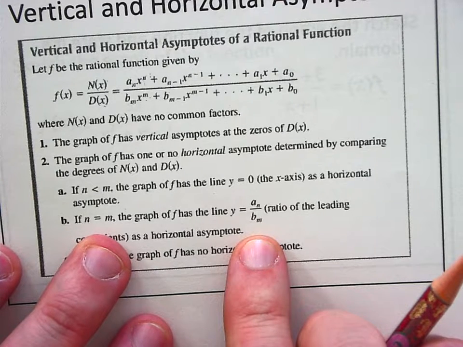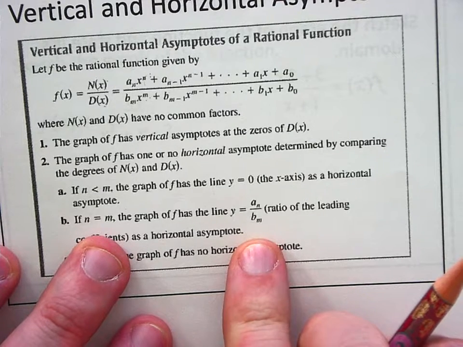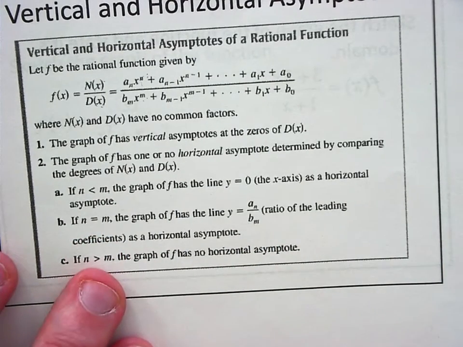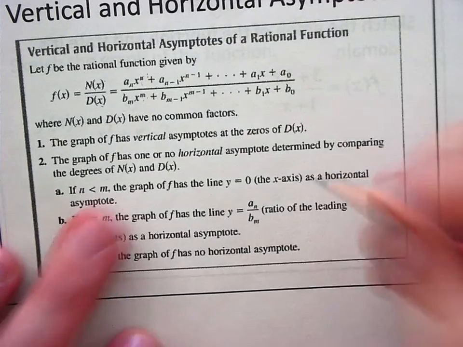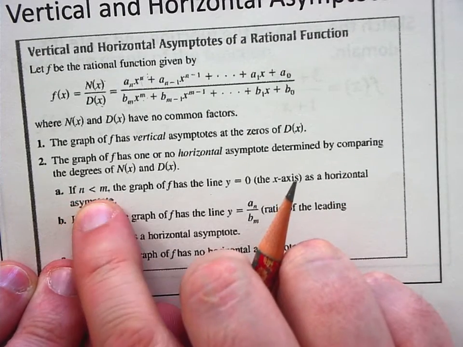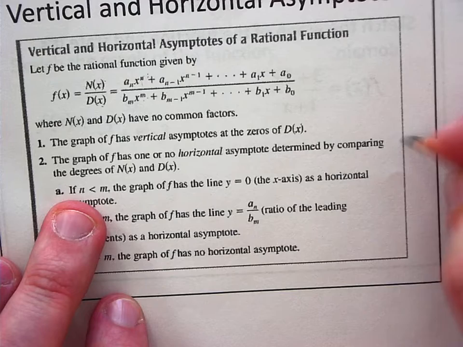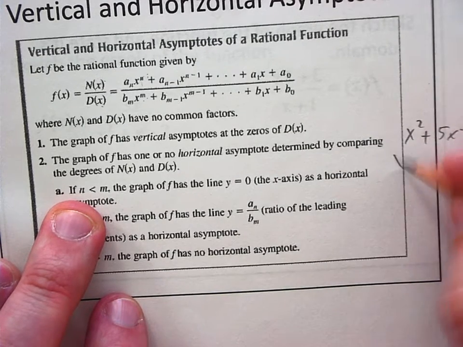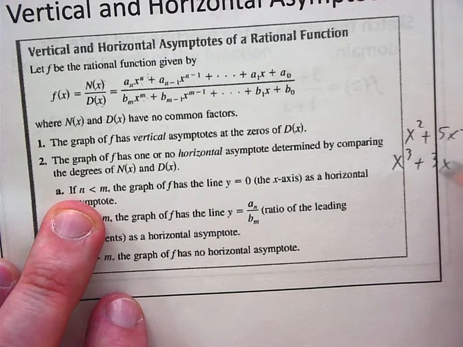Throw out everything that's extra. And just conceptually think about what it means. That's your horizontal asymptote, the y equals. Now, if though, on the other hand, the degree of the numerator is smaller than the degree of the denominator. In other words, if I had x squared plus 5x minus 8 or something over x to the third plus 3x plus 7.